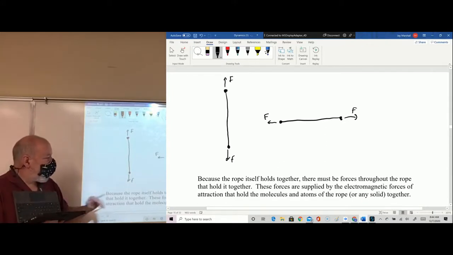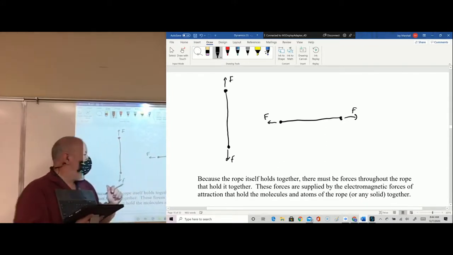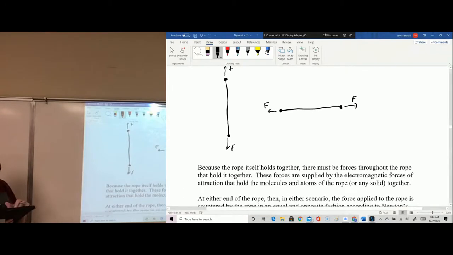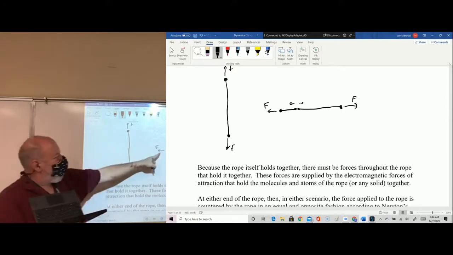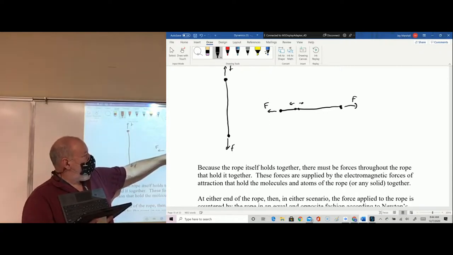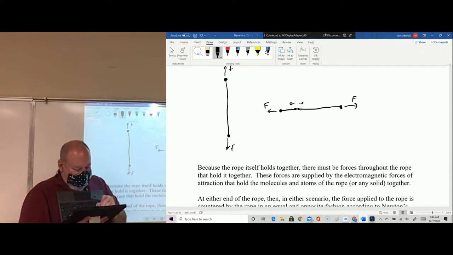Now, because the rope holds itself together, there have to be forces throughout the rope that hold it together. Right? I've got a little particle here, and right next door I've got another little particle. And I've got forces pulling those particles in the opposite direction. So I must also have forces, and I didn't draw that very well. Let me draw that better.